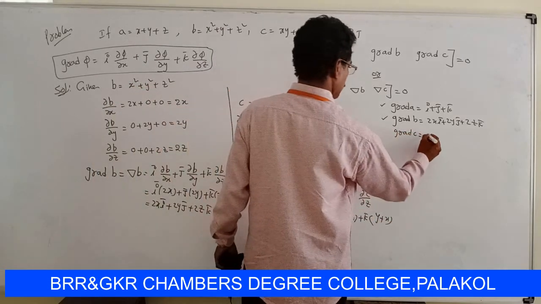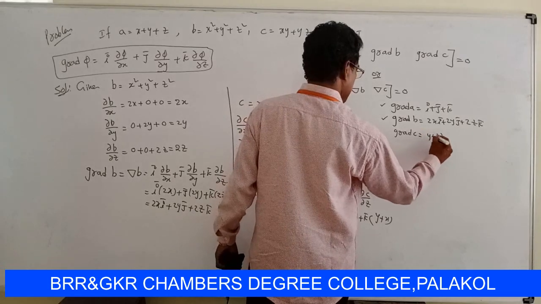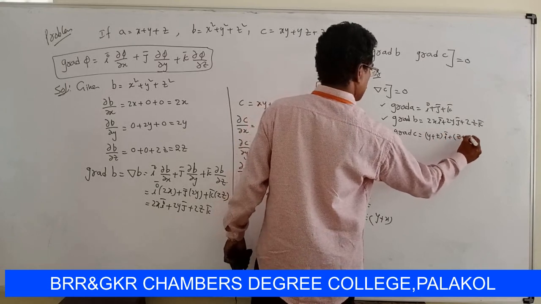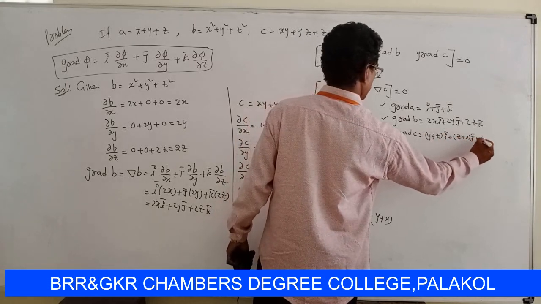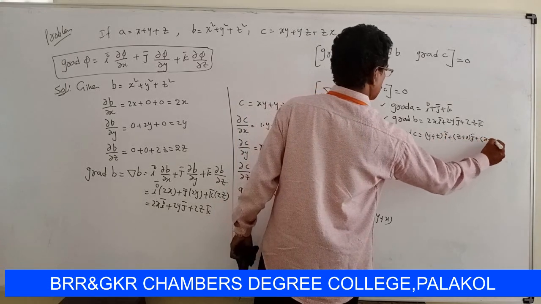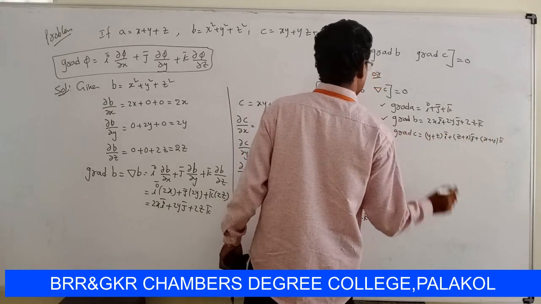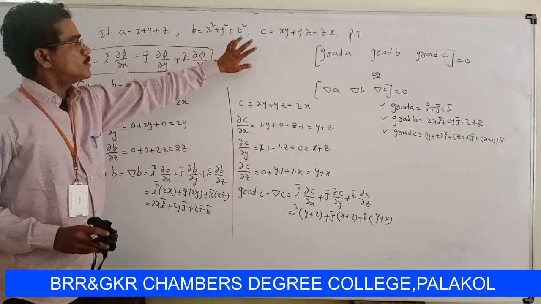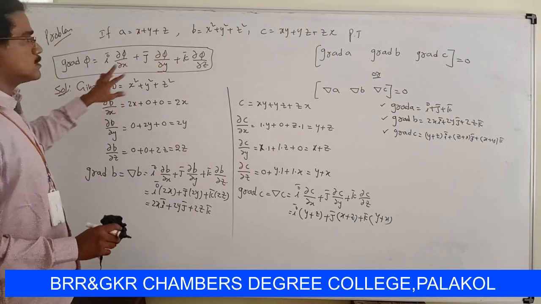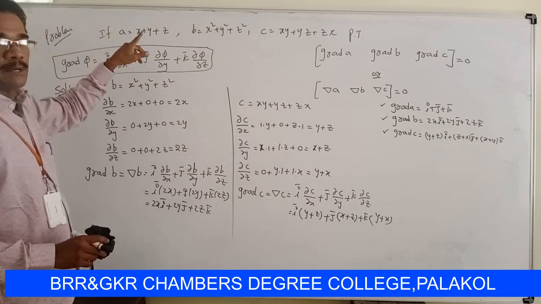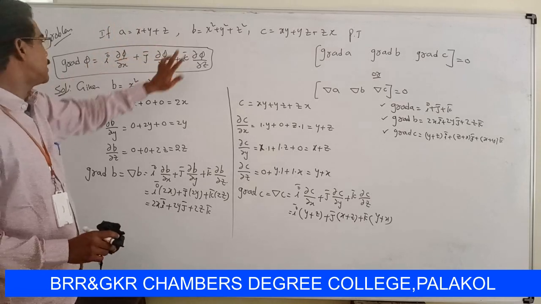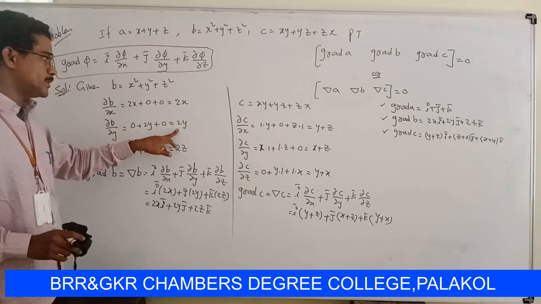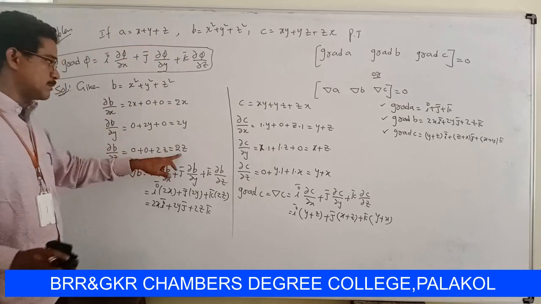Grad C equals (y plus z) i plus (z plus x) j plus (x plus y) k. This is grad C. So given A, B, C, first of all we calculate grad A. Grad A means i plus j plus k. Coming to B, ∂b/∂x is 2x, ∂b/∂y is 2y, and ∂b/∂z is 2z.